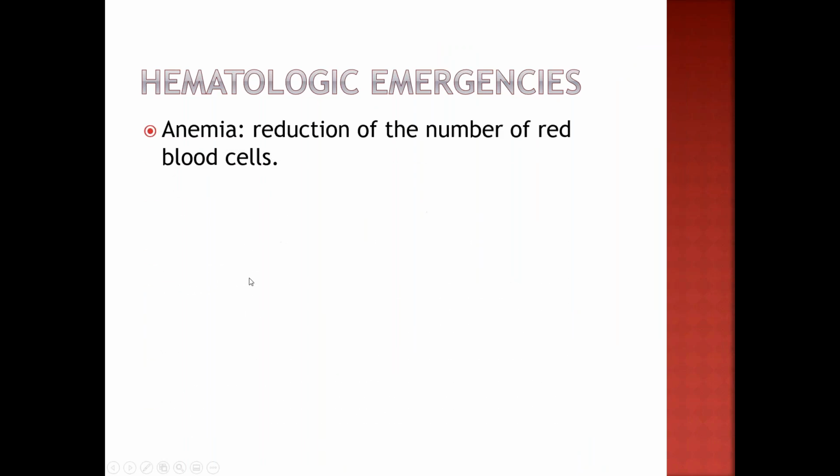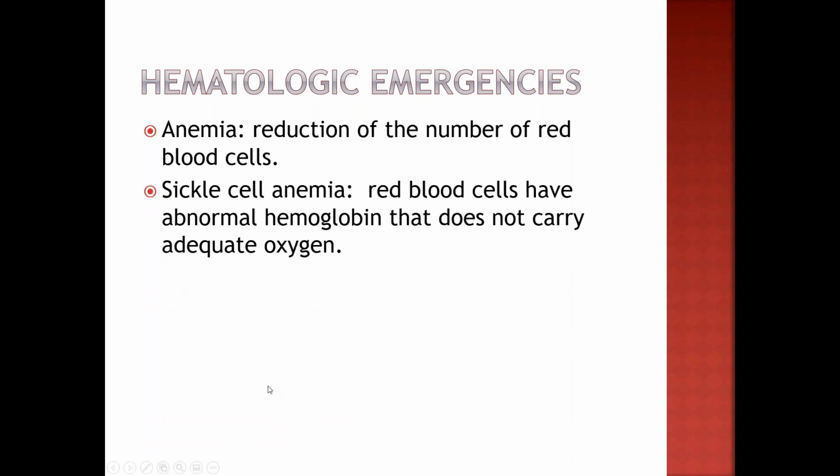So then with hematological emergencies, anemia, this is going to be a reduction in the number of red blood cells. Remember, what our red blood cells do is they carry oxygen on that hemoglobin to the rest of the body. So somebody who suffers from anemia, they don't have as many transport units within their system. You could also see sickle cell anemia.